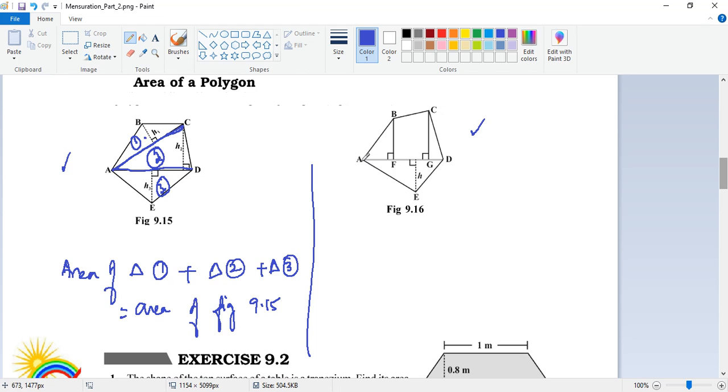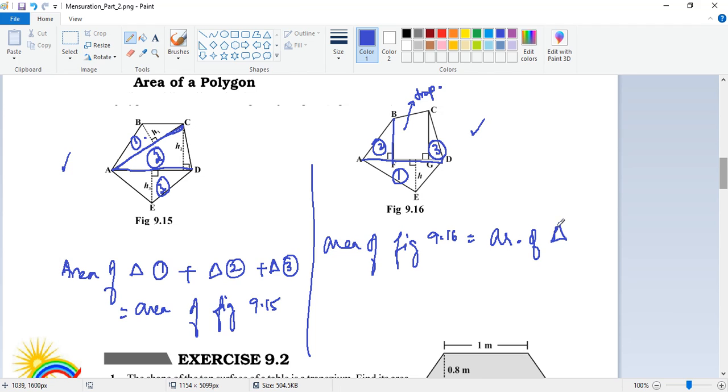If I try to break it, you see I have a triangle. AED is one triangle. Okay, ABC is another triangle. Okay, and this thing GCD is the third triangle. But you see, in between you are actually getting a trapezium. This is a trapezium. Okay. So area of figure 9.16 will be area of triangle. So I'll write triangle 1 plus area of triangle 2 plus area of triangle 3 plus area of a trapezium.